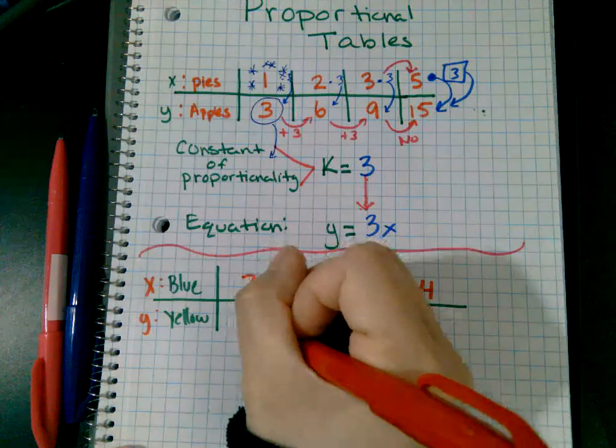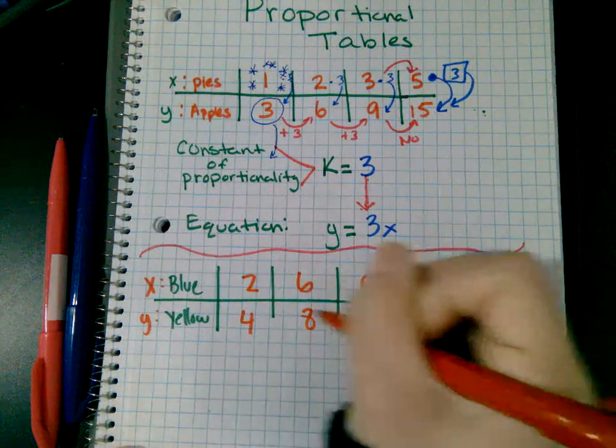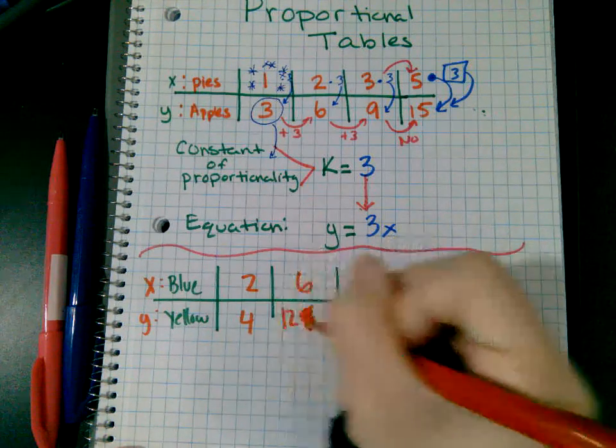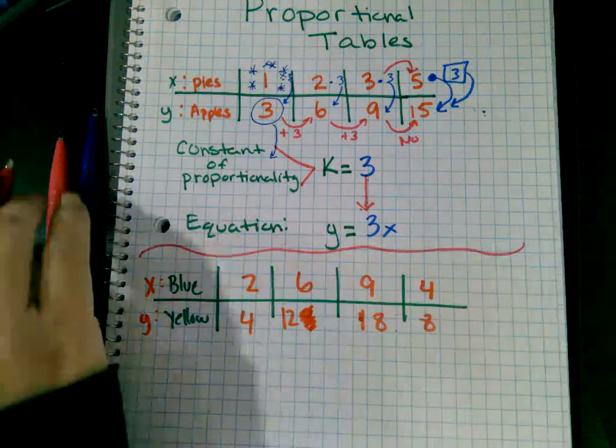Okay, so then the numbers are 4, 8. Oh, sorry. 4, 12, 18, 8.